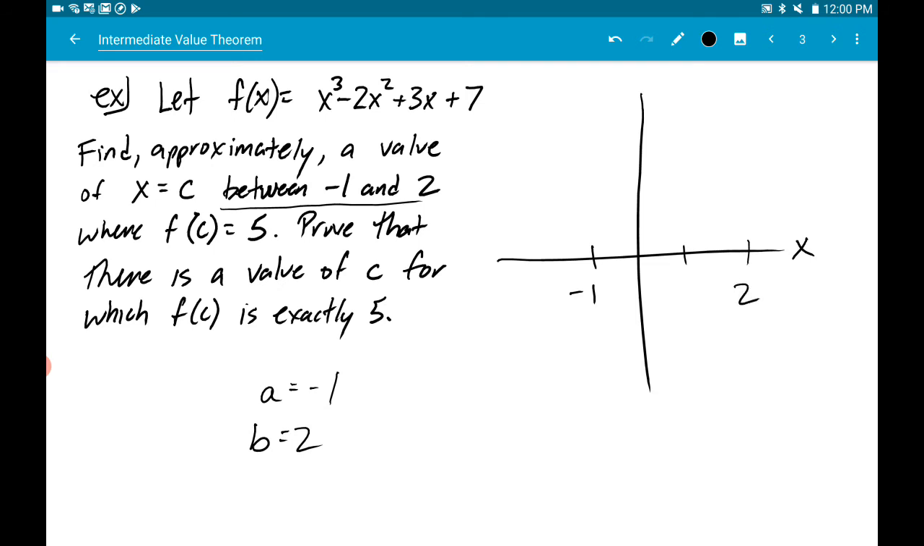And so I'm going to look at the endpoints there. I know that at 0, the intercept is 7, so we can fill that in if we want. 2, 3, 4, 5, 6, 7. So I know it's going to pass through there.